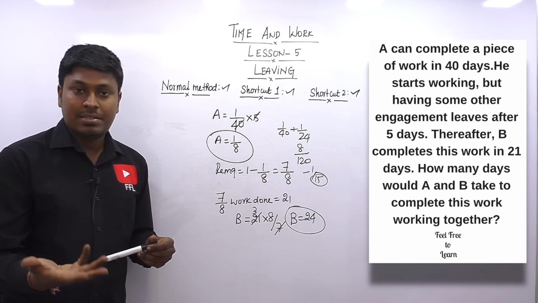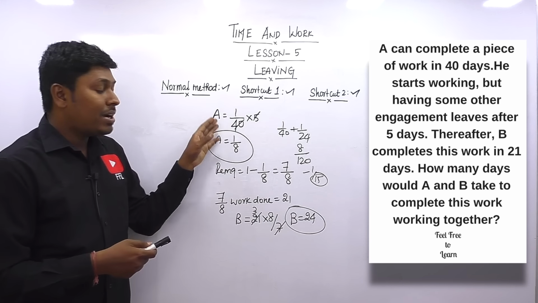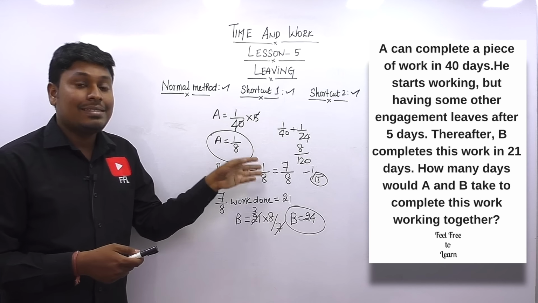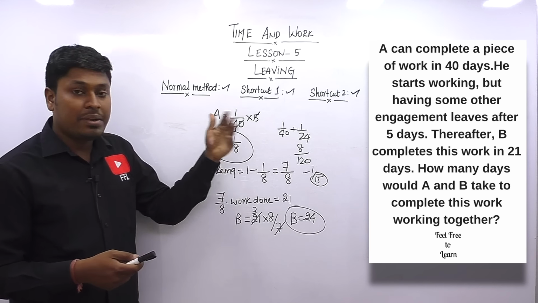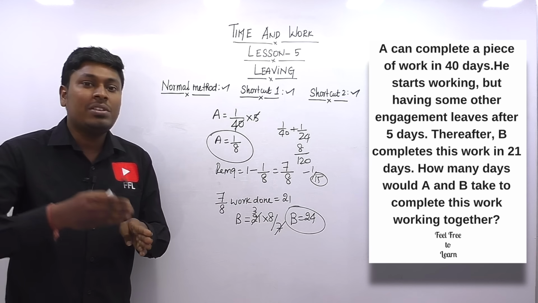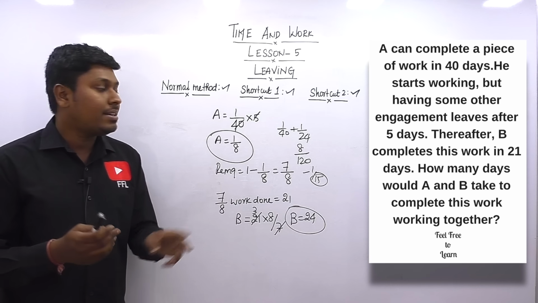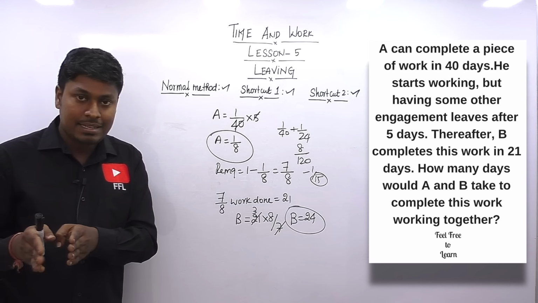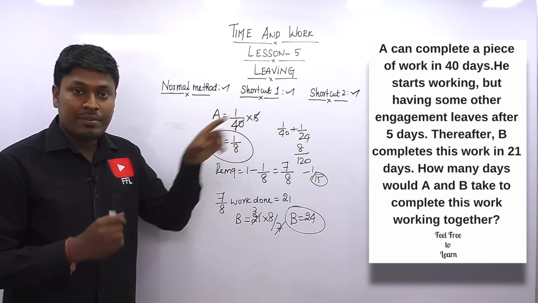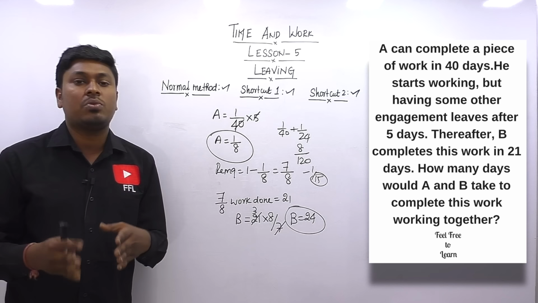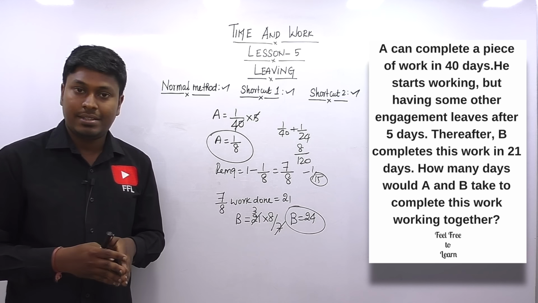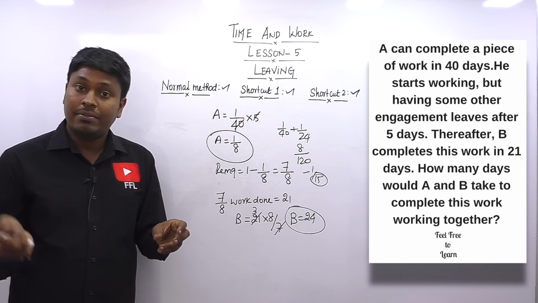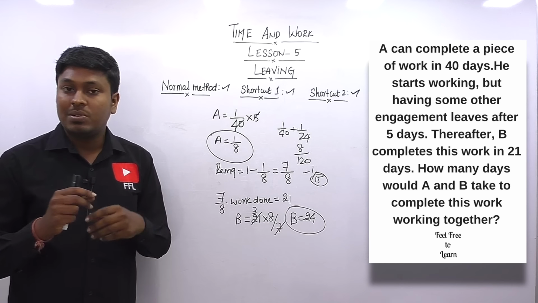If there are 3 persons working, for example, A working for 40 days, B working for 30 days, C working for 60 days, D working for 90 days. If there are more than 2 persons, then definitely you will find it difficult to solve in the normal method. In that case, if you use shortcut number 1, framing an equation becomes so simple, you can crack the question easily. If there are 4 persons working, if you use shortcut number 2, that is also so easy.